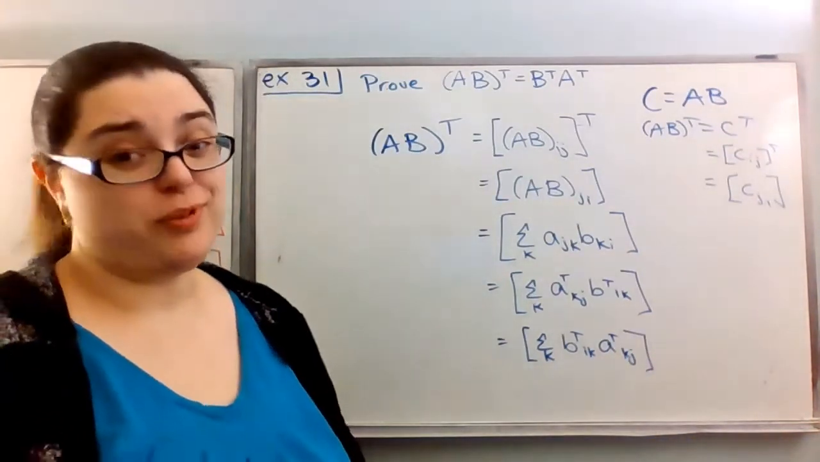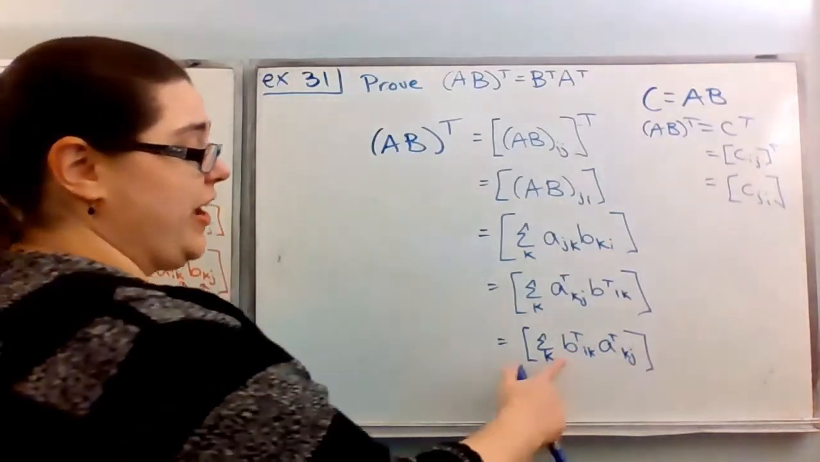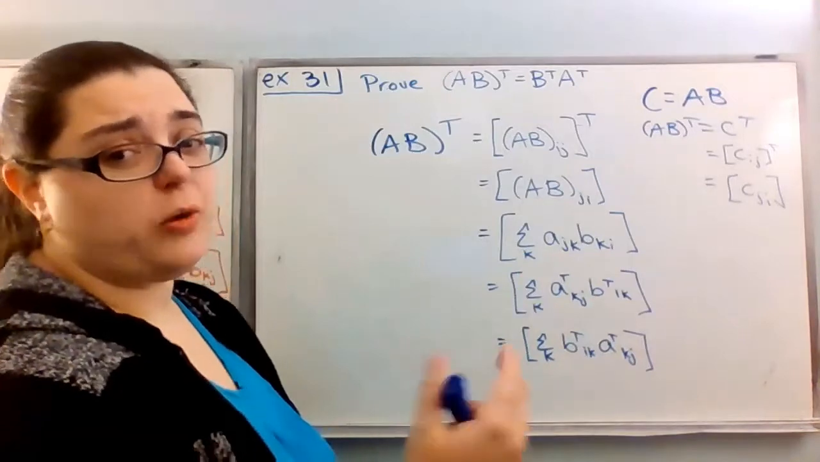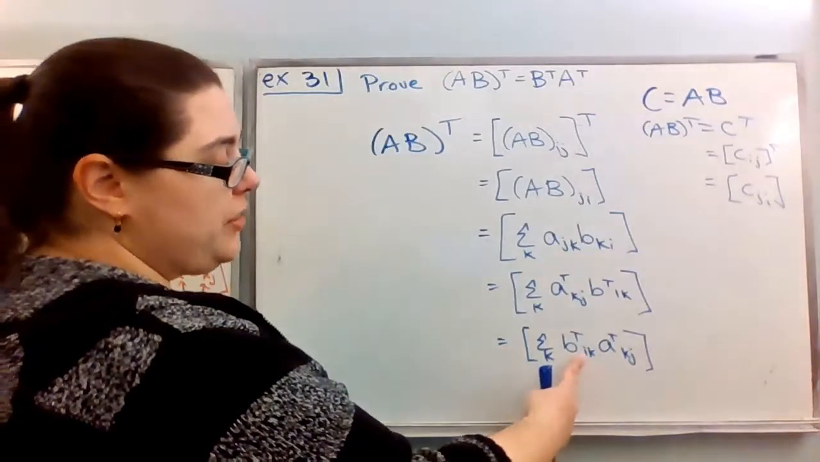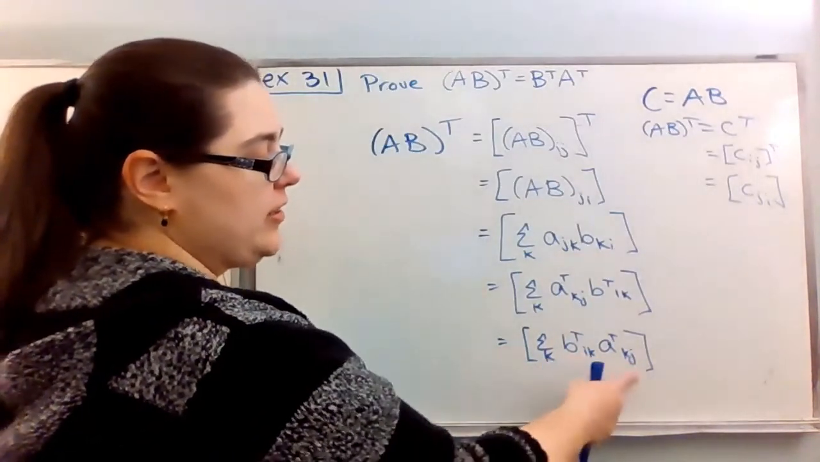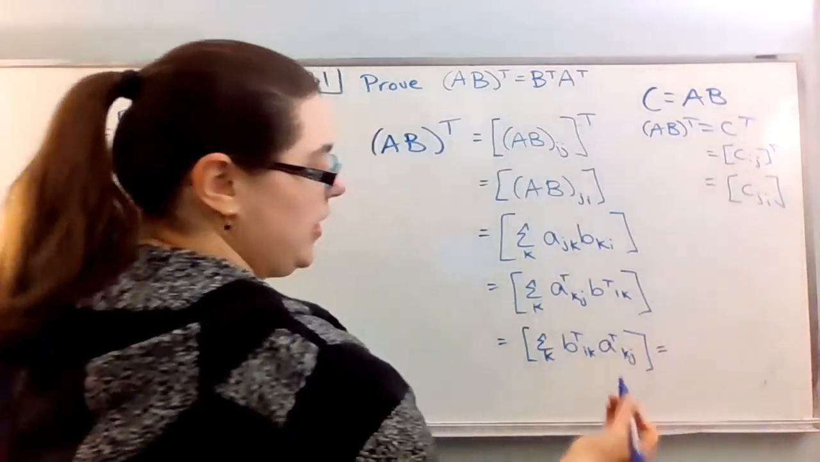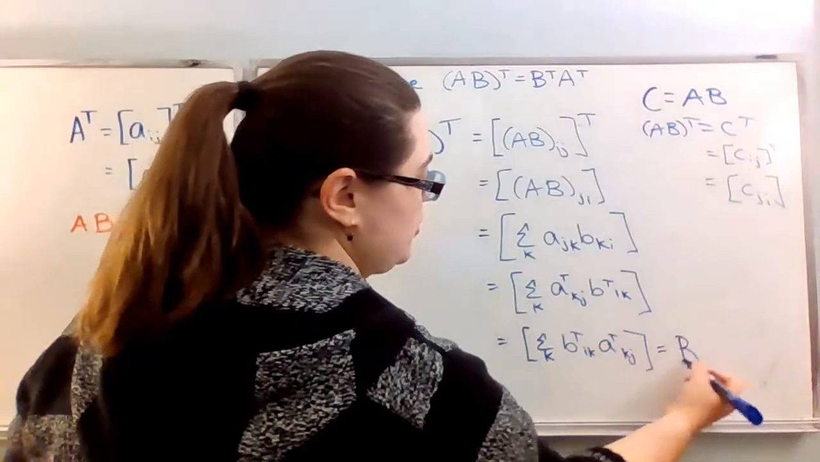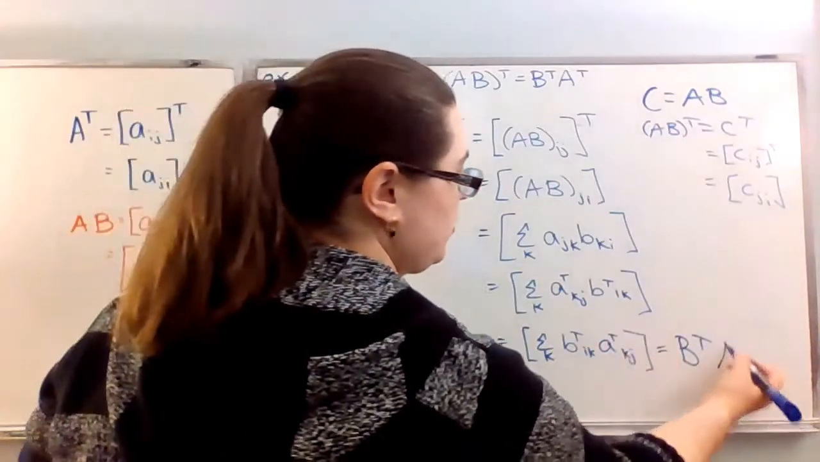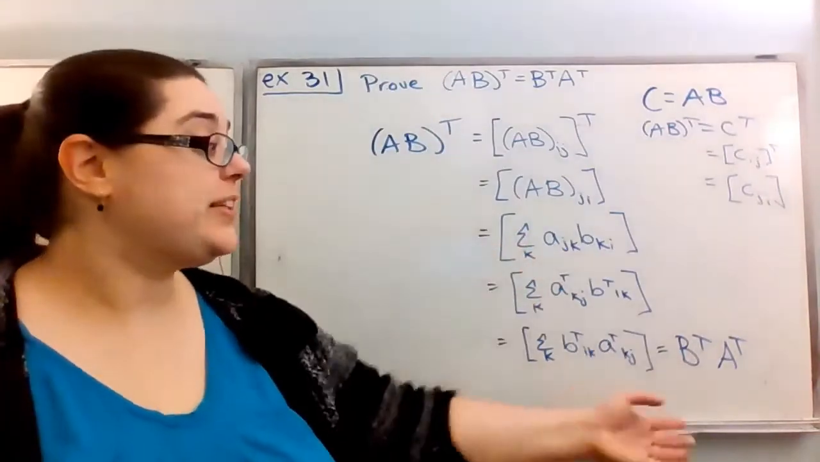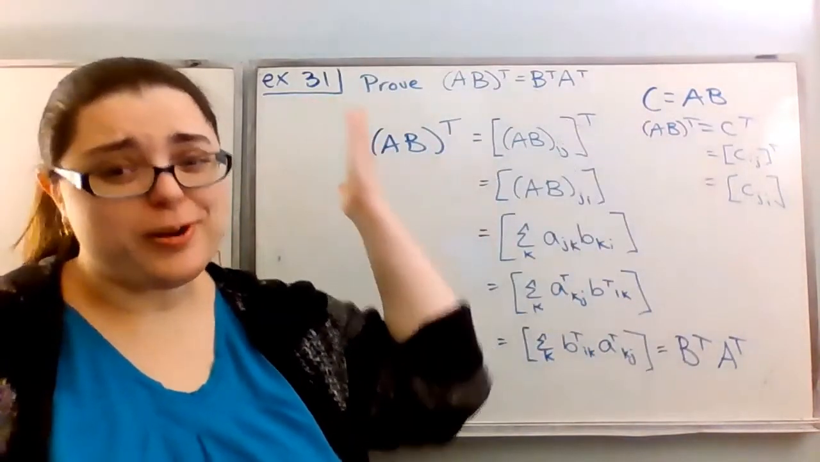Oh, and this is looking promising now because I have B transpose and A transpose, and my indices are in the order I want them to be in. So I have the ith element IK, and then KJ. I need that to be able to write this as B transpose times A transpose. And that's where we needed to go. Hooray, that's what we wanted.